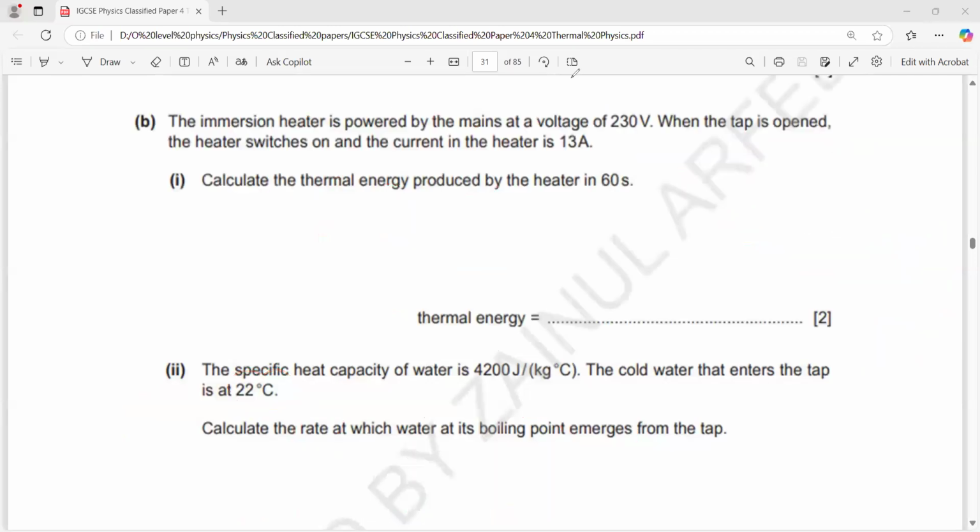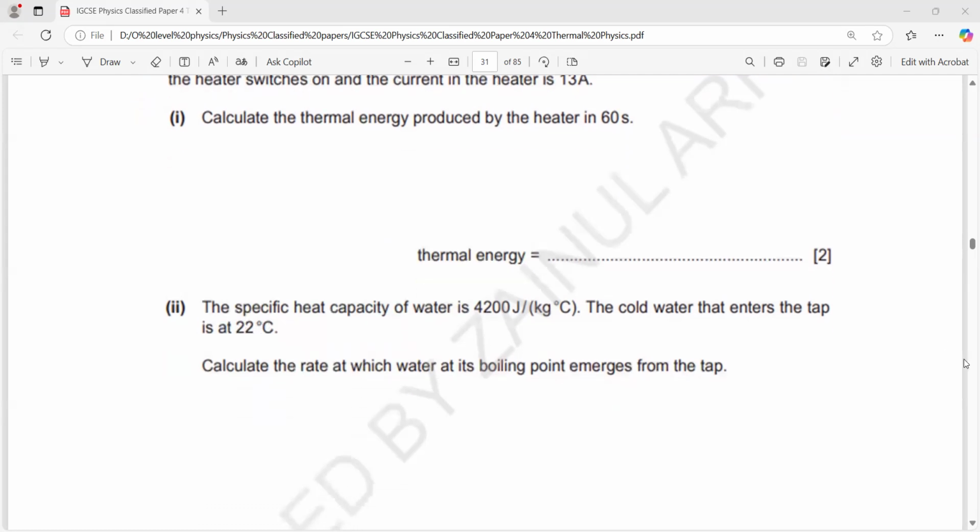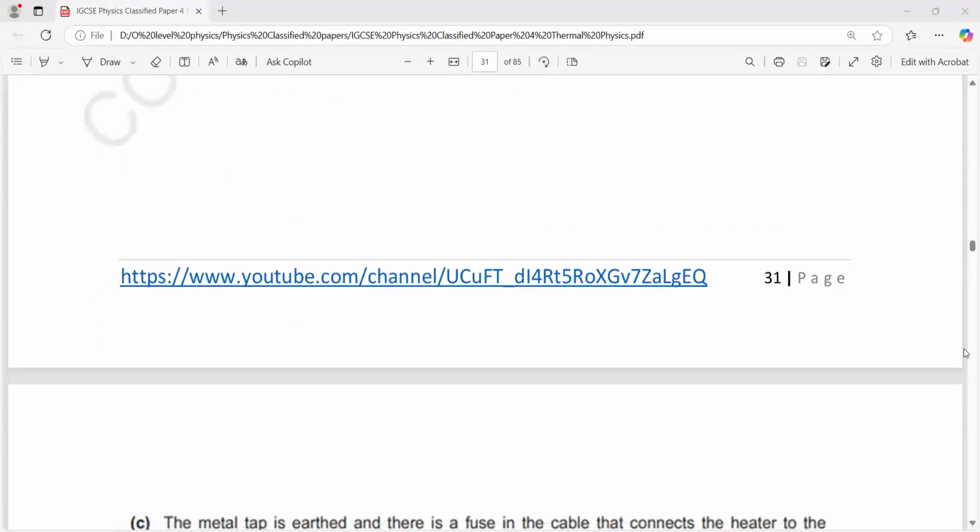Sir, we didn't try the formulas of energy. Energy is VIT, or energy is P, power, into time. We did that. Energy is power multiplied by time, and power is voltage and current. If you remember the experiment about specific heat capacity, just recall that experiment. There we wrote the energy is VIT. Can you explain something?